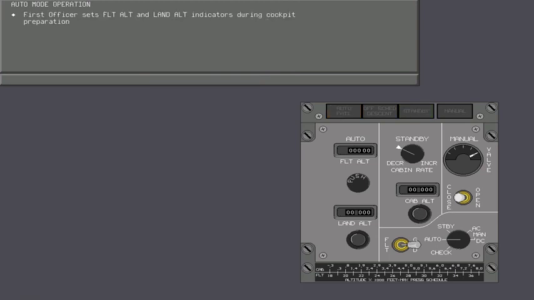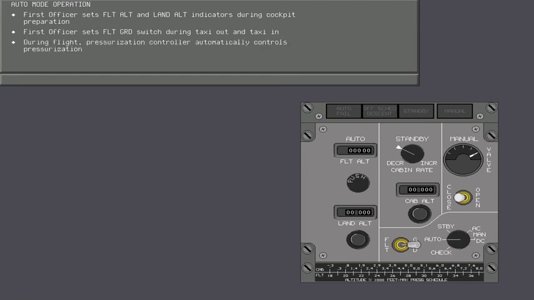In auto mode, the first officer sets the flight altitude and the land altitude indicators during cockpit preparation. The first officer also sets the flight ground switch during taxi out and taxi. During flight, the pressurization controller automatically controls pressurization.